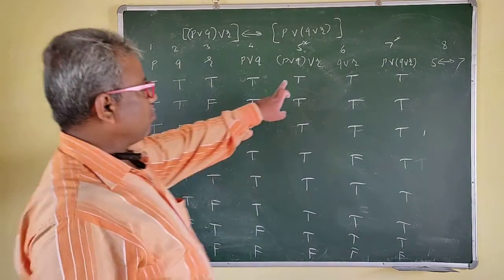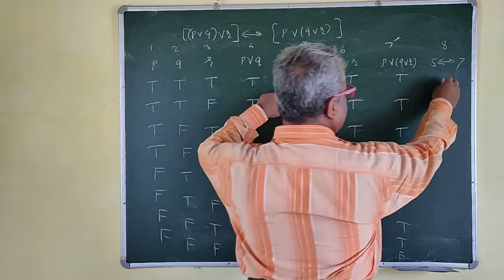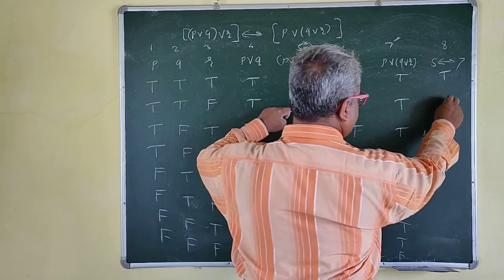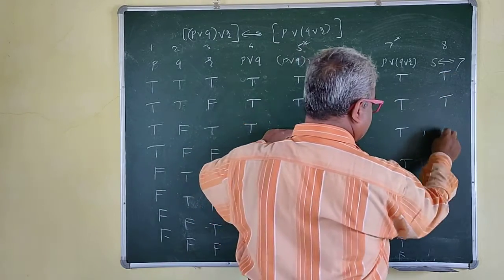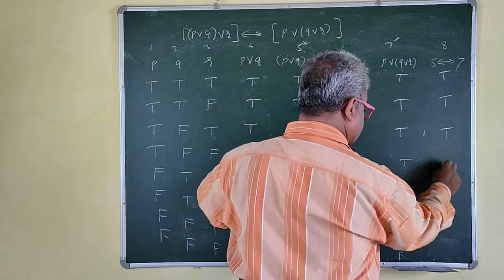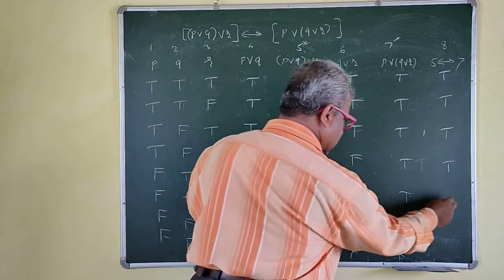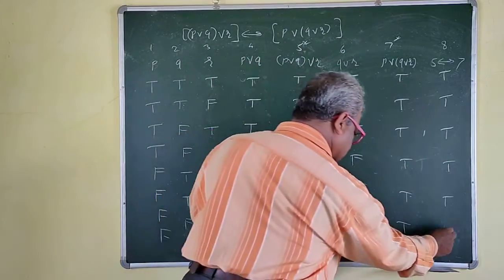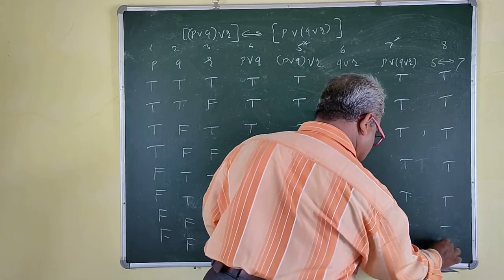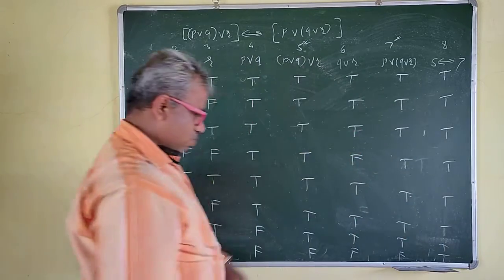Now 5 if and only if 7. This is your 5. So T if and only if T is T. T if and only if T is T, and so on for each row. And F if and only if F is also T.